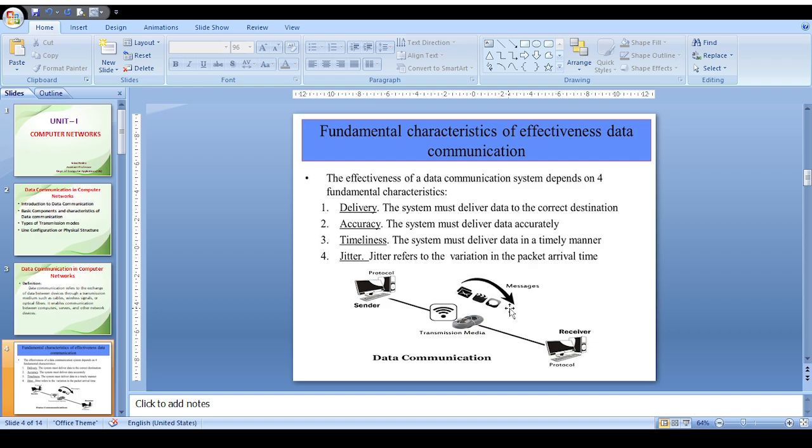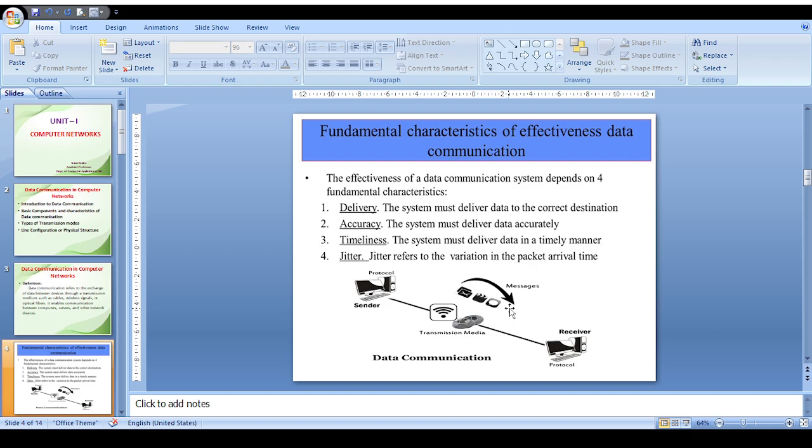And next one is jitter. It refers to the variation in arrival time of data packets, which can affect audio or voice communications. These characteristics ensure that communication is smooth, reliable, and efficient. So these are the characteristics of data communication.